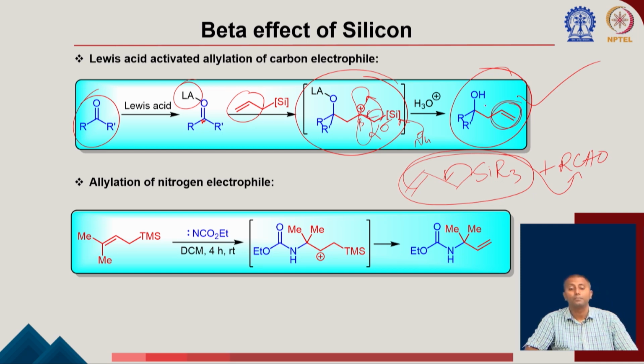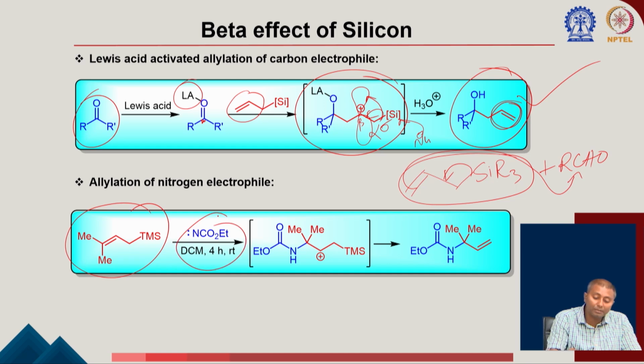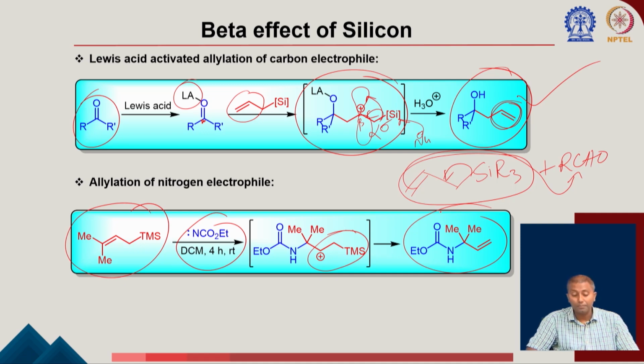Okay. The other example is also given here. So, you have a reaction of allylation with a nitrine, and very similarly you are generating a carbocation here, which is in the beta position, and finally forming the double bond. Okay. We are going to discuss some of these reactions also later on when we talk about allyl silane chemistry.